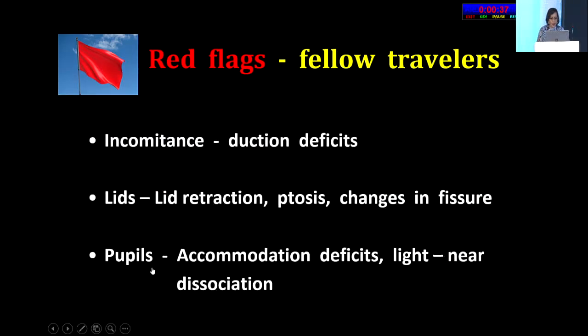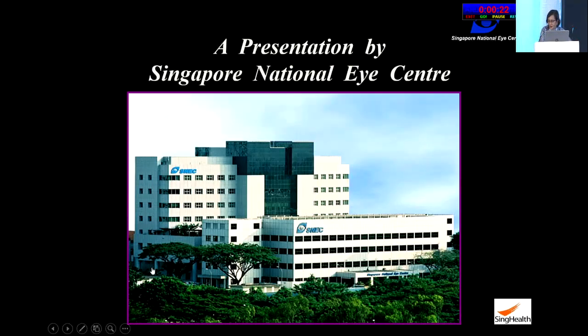So in summary, red flags are fellow travelers. Keep a lookout for them. Look out for incomitance, duction deficits. Look at the lids for retraction, ptosis, changes in the fissure. And last but not the least, please remember to do pupils in all our strabismus patients, look for accommodation deficits and light-near dissociations. Thank you so much.